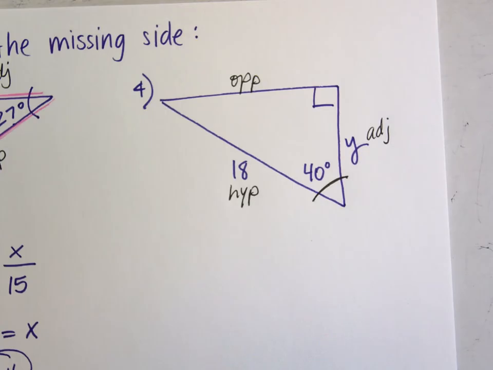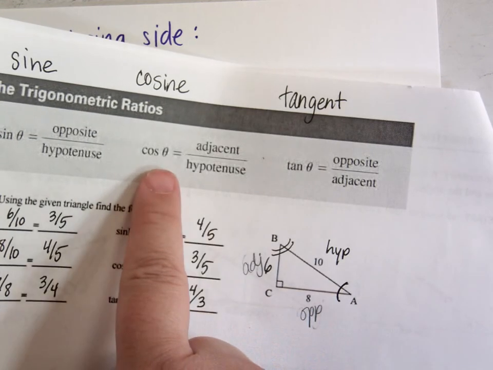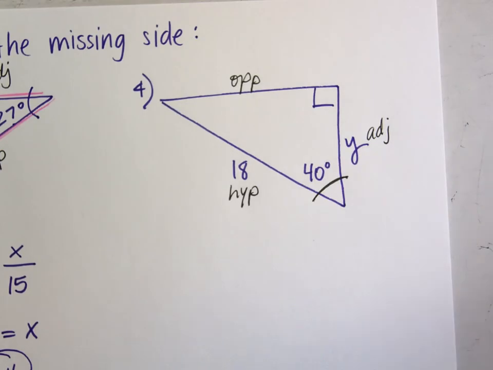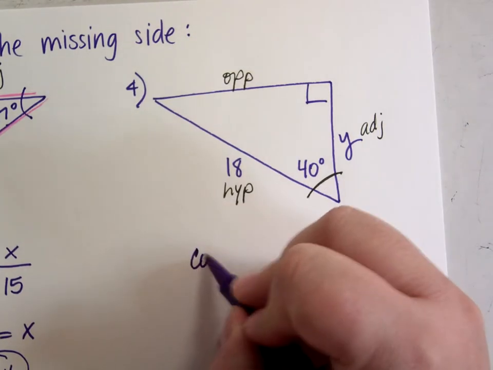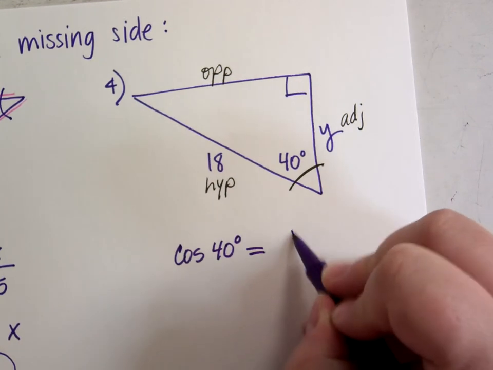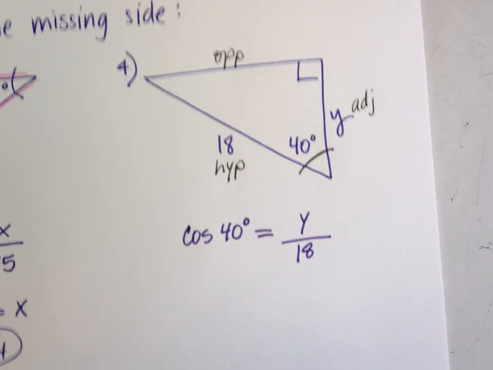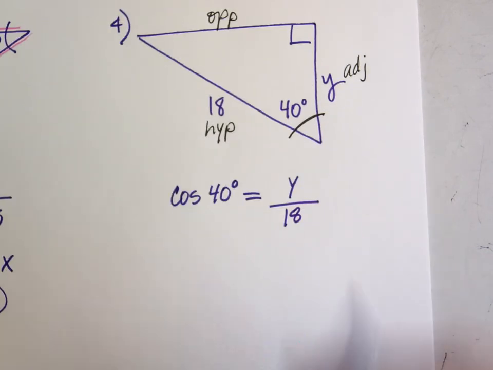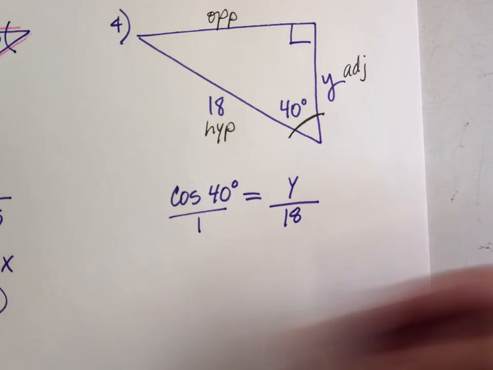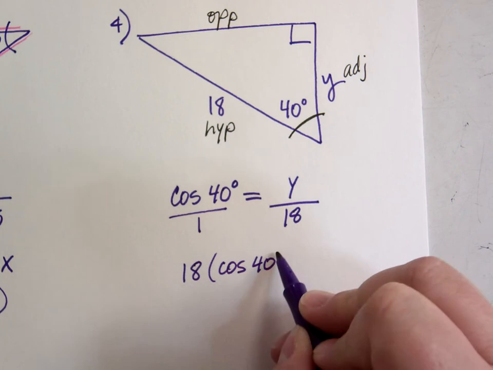So I'm going to write an equation that looks just like this definition of the cosine ratio. Cosine of my angle equals the adjacent over the hypotenuse. The only difference is I'm going to fill things in. So cosine of my angle, 40 degrees, equals adjacent, y, over hypotenuse, 18. So there's my equation. Now I'm ready to cross multiply, and I get 18 times cosine 40 equals y times 1.